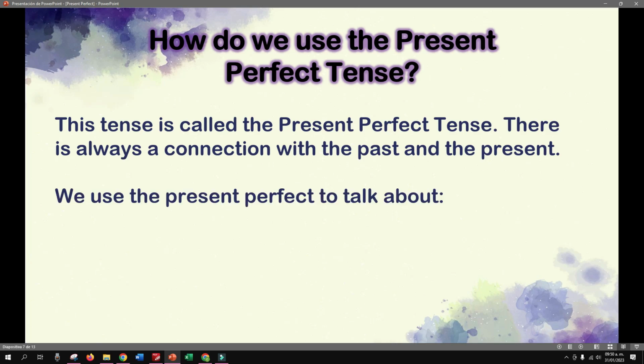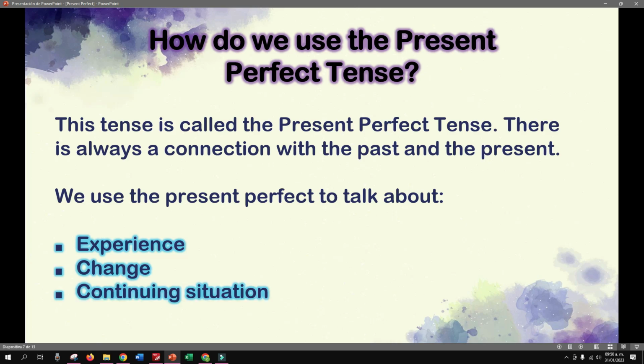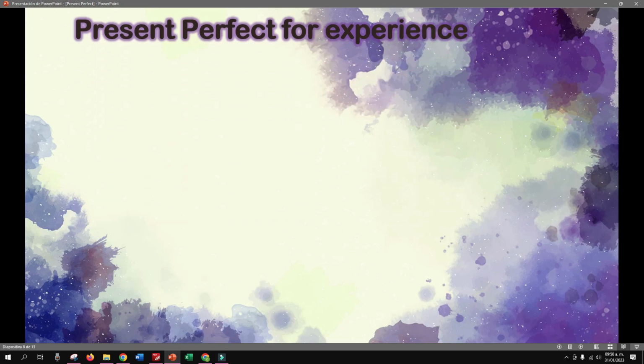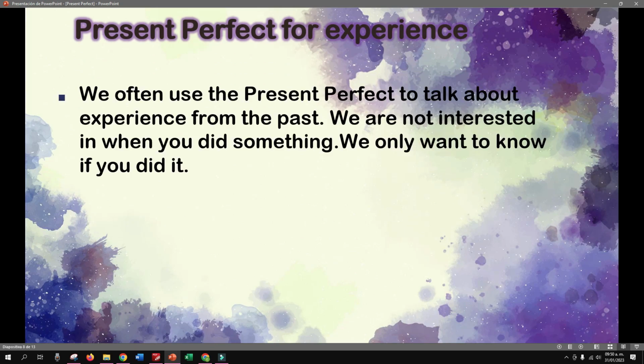So let's see. We use the present perfect to talk about experience, change, and continuous situation. We're going to check the three of them.